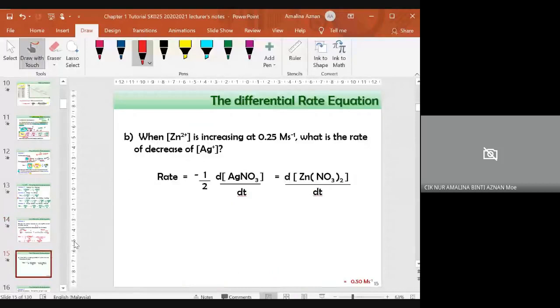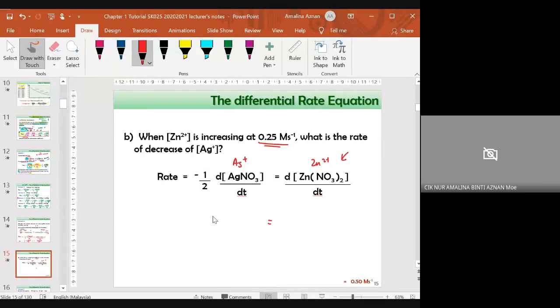Okay, dia tanya. When zinc 2 plus increase 0.25 molar per second, what is the rate of decrease of Ag plus ion punya concentration? So this is your differential rate equation. And what is the rate of decrease? Rate of decrease, dia tanya ni Ag plus, ni zinc 2 plus. Okay, so kamu ada information about this one. 0.25. So masukkan je lah dalam formula.